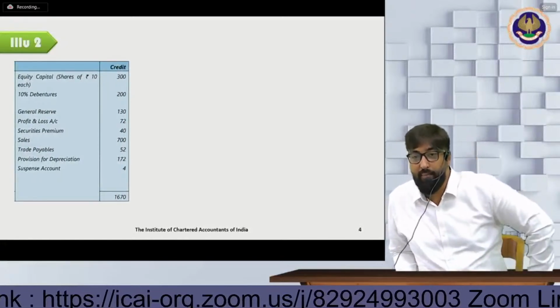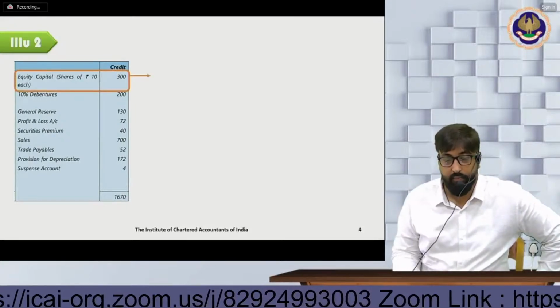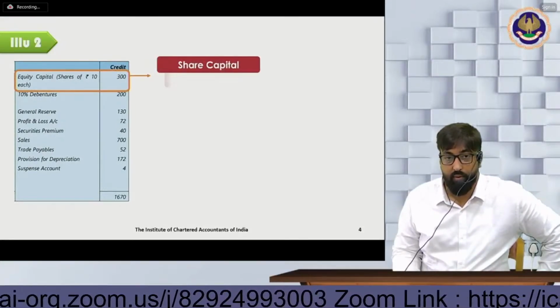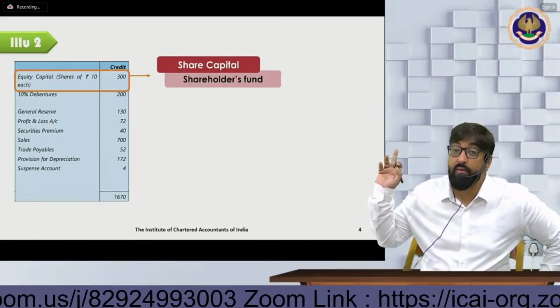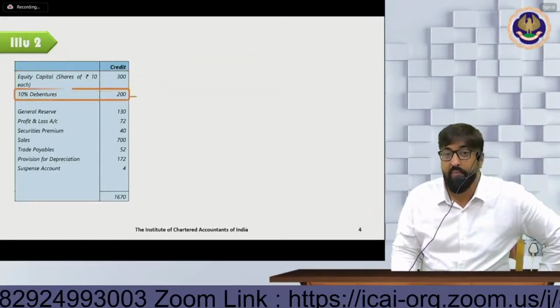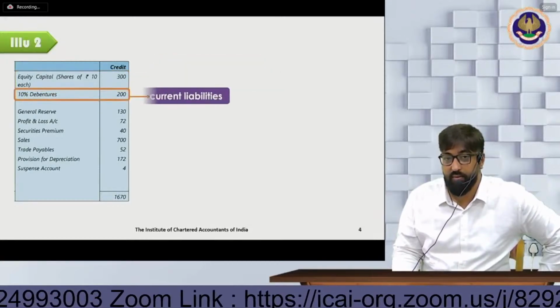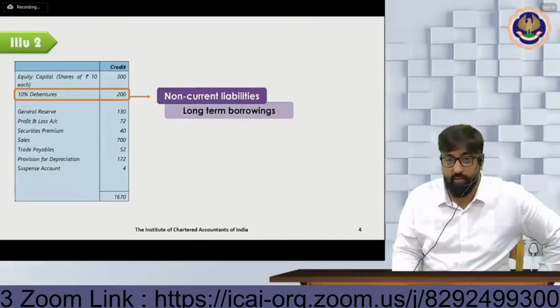Equity share capital. Share capital. Very good, beta. Are you able to see all these items? Yes, sir. Okay. 10% debentures. Long-term borrowings. Very good. Long-term borrowings.